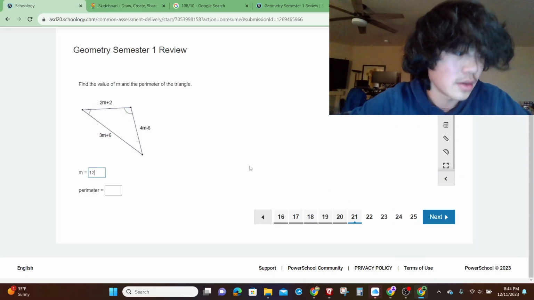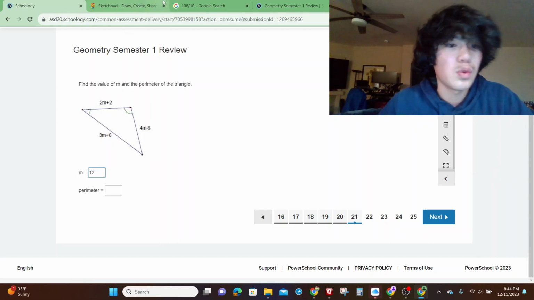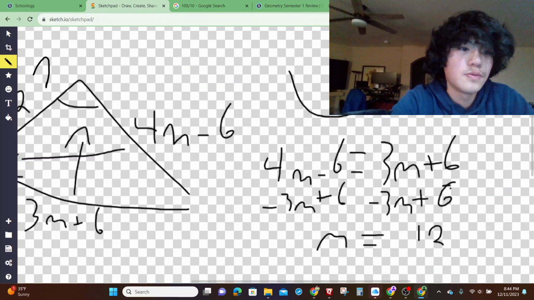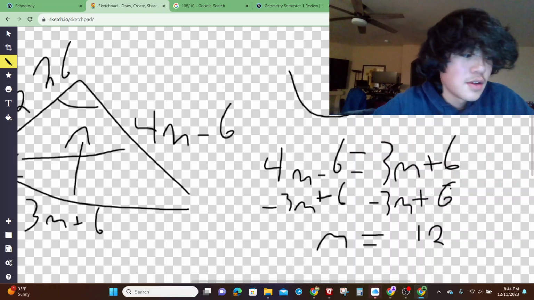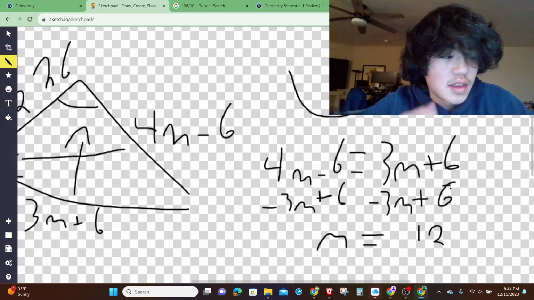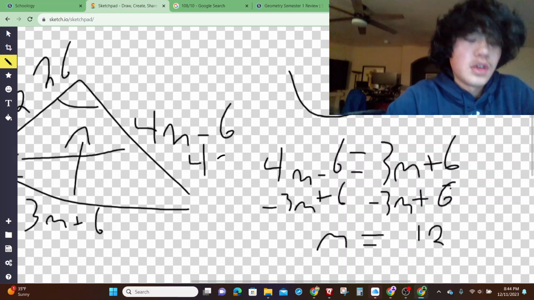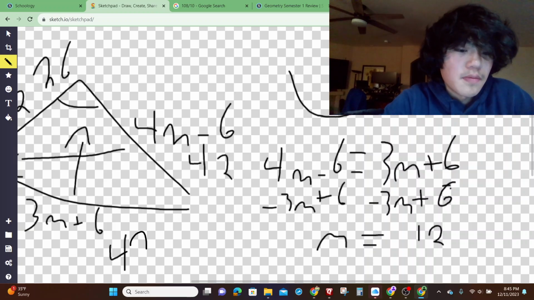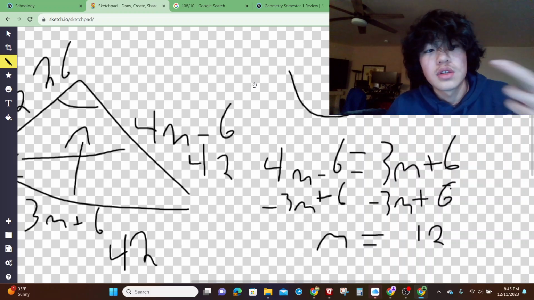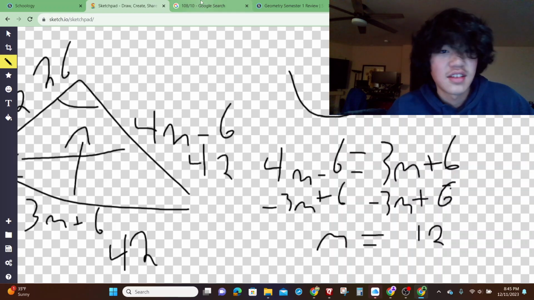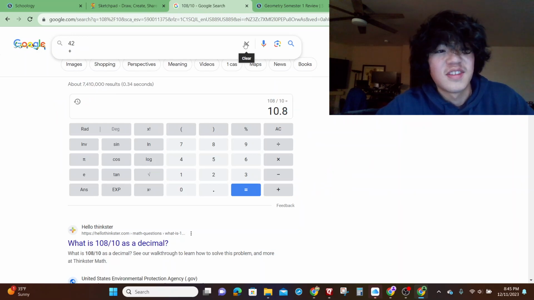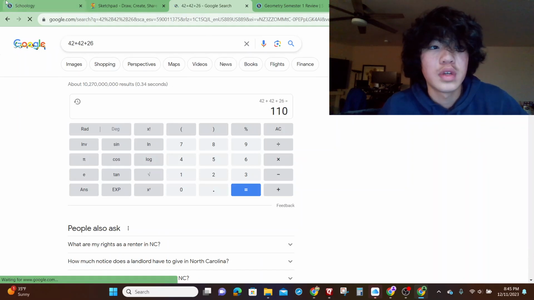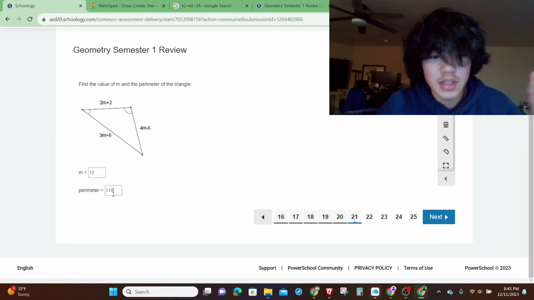Let's just plug it all in. Alrighty. So 2 times 12, 24, plus 2, 26 is this angle. Then 4m, 4 times 12, minus 6 would be 42. Then 3 times 12 plus 6 is 42 as well. So 42 plus 42 plus 26, 110. So our perimeter is 110.